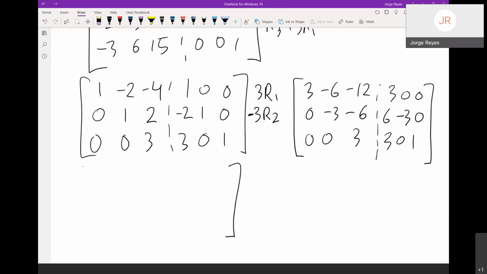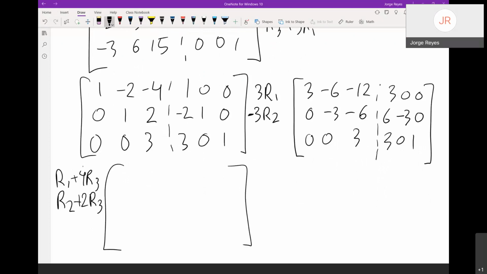Okay. But now what I'm going to do is row 1 plus 4 row 3 and row 2 plus 2 row 3. Okay. So you're going to get 3, -6, 0, 0. 0, -3, 0, 0, 3. Okay. Now you gotta be careful. Okay, so this is gonna be 3, 0, 1. Okay.